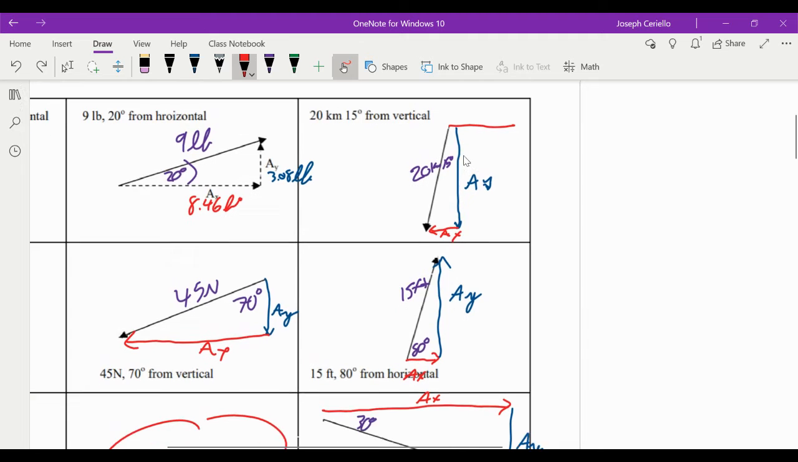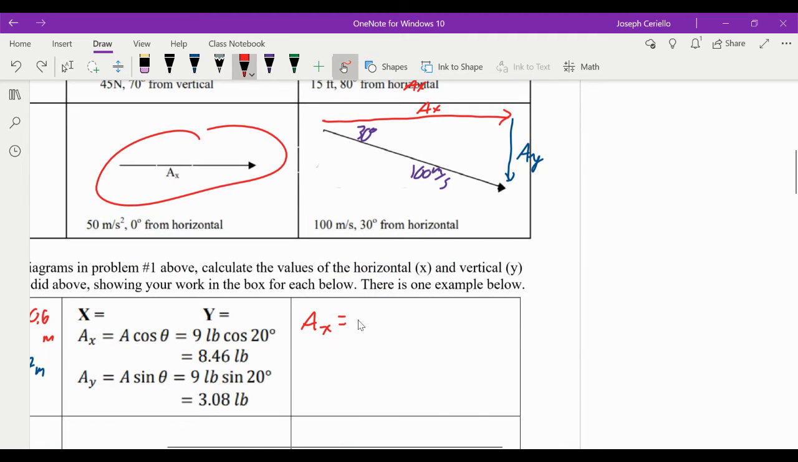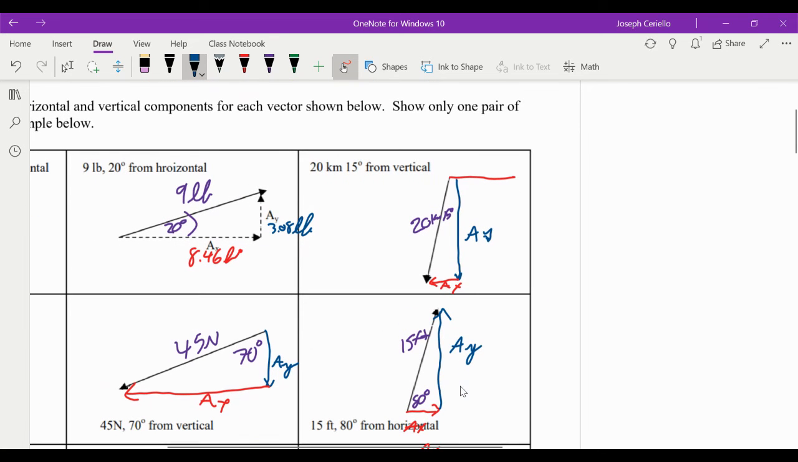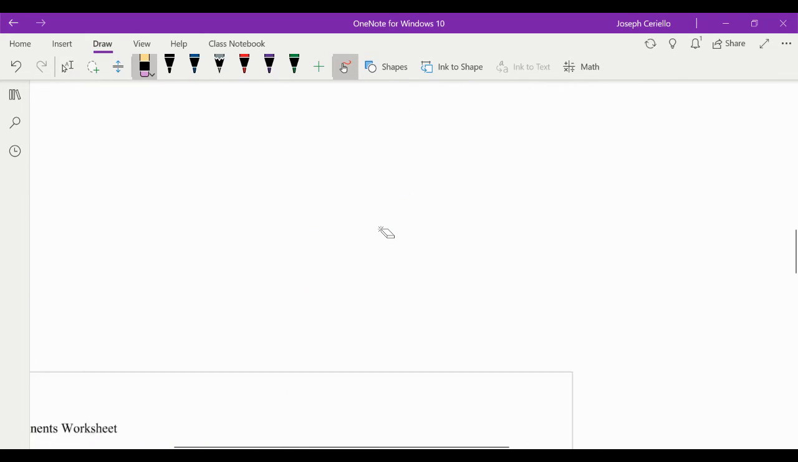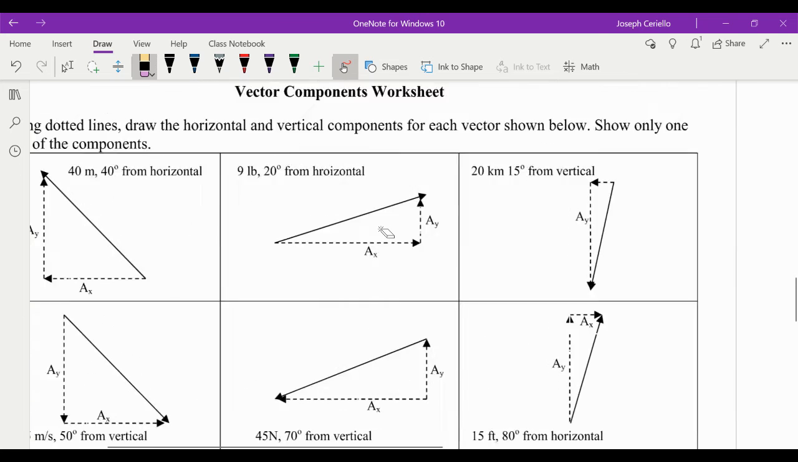All right, 255. So 20 cosine of 255 degrees. And the y component would be 20 sine of 255 degrees. I'm not going to calculate it, but let's see if that's right. Well, I know that the x component has to be negative because you'll notice here that it's pointed to the left, and so does the y component. They both have to be negative. So let's see if those end up being the right answers. Yeah, they do, and they both end up being negative. So there we have it.